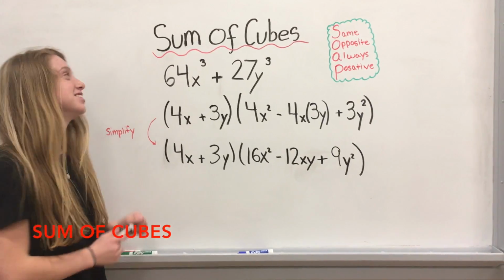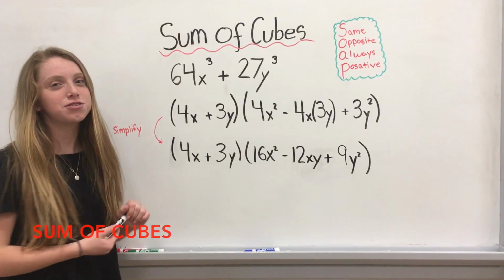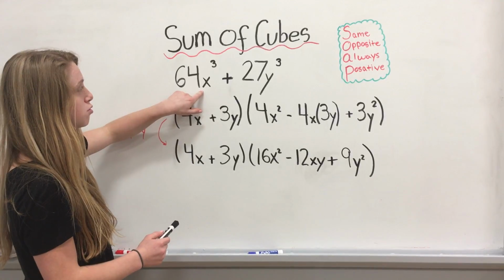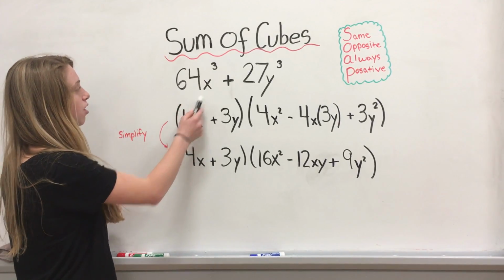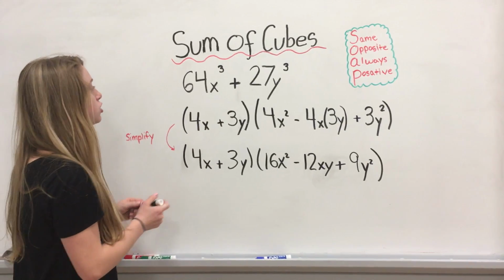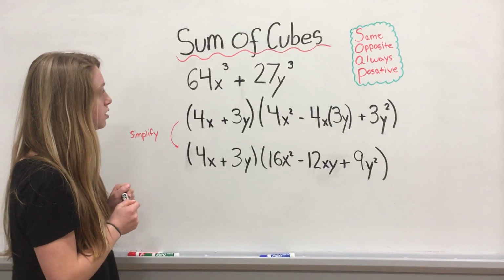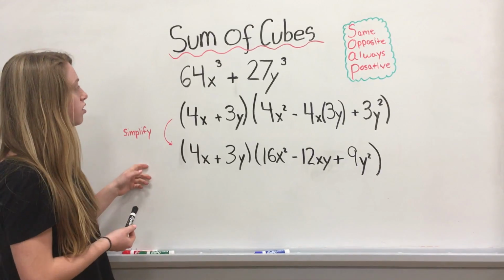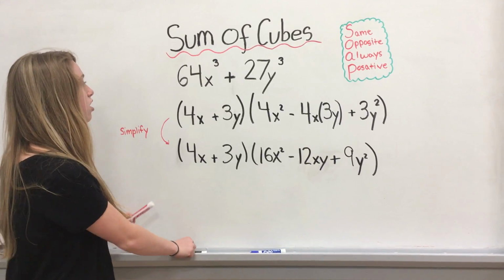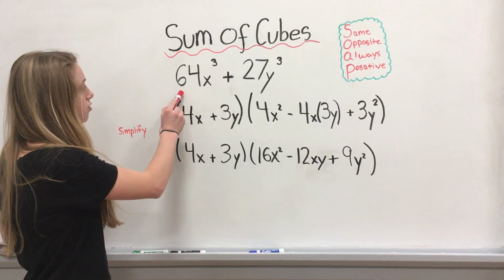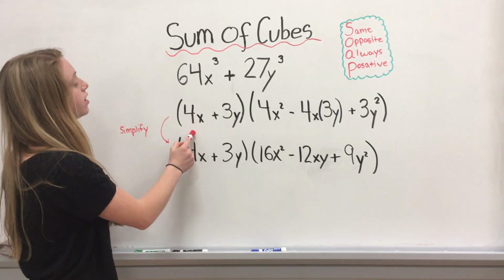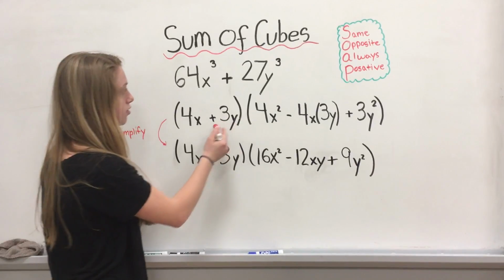In this part of the lesson, you will learn sum of cubes. The sum of cubes is a form of factoring using cubed numbers and cubed variables. So this is an example of a problem you may be given. You would have 64x cubed plus 27y cubed. And so to solve this, you need to find the cube root of 64 and 27. So the cube root of 64 is 4, and the cube root of 27 is 3.